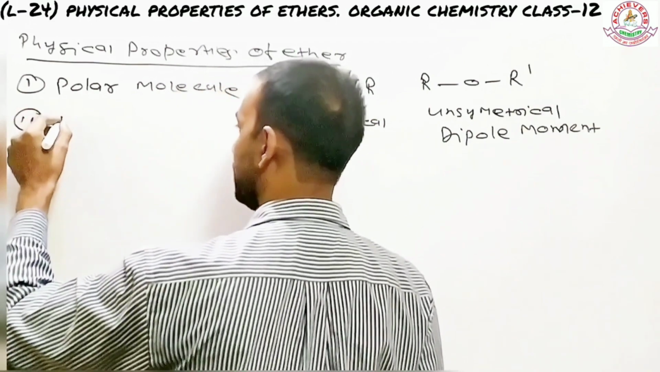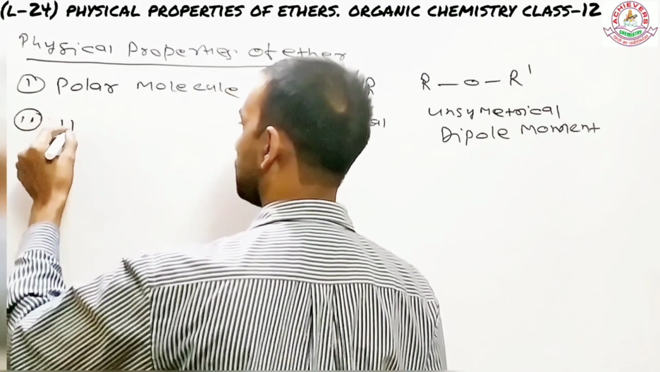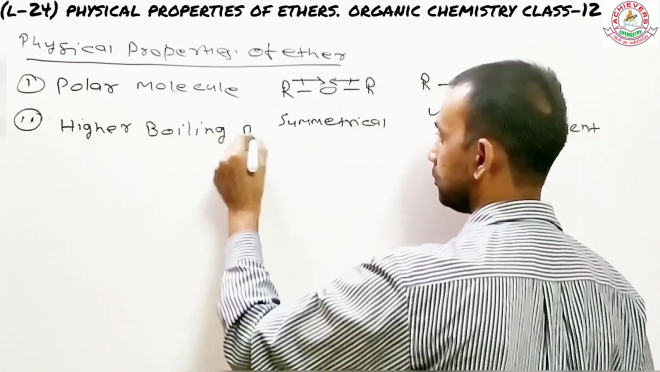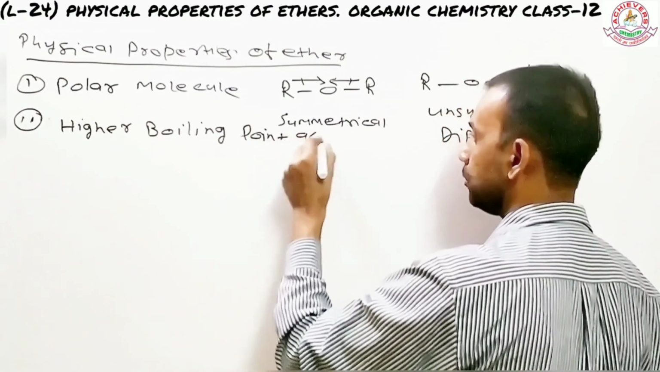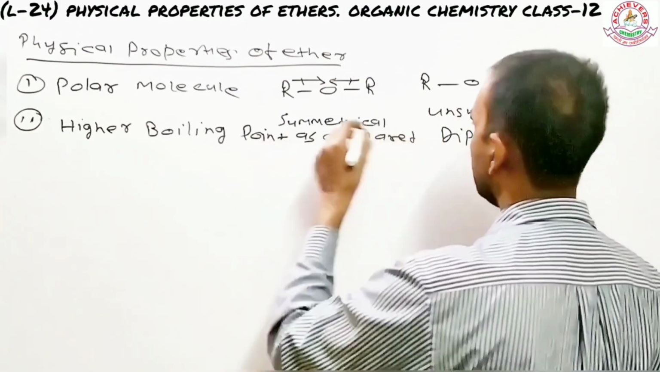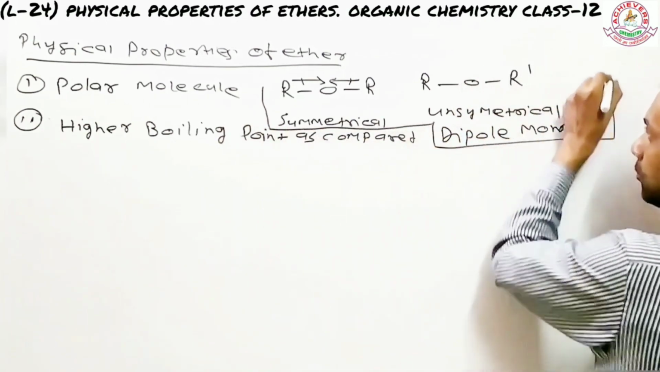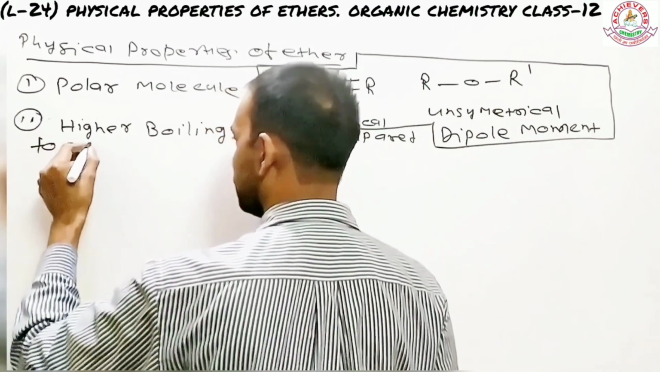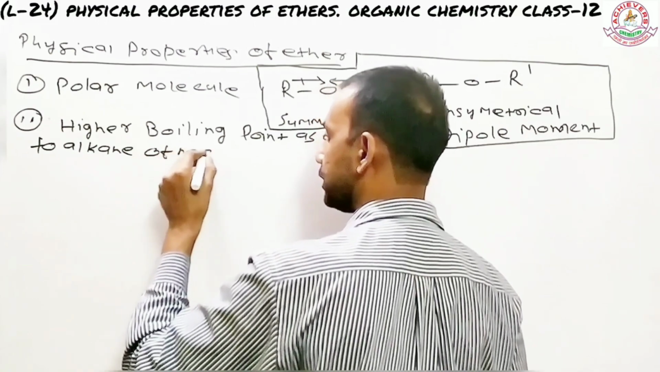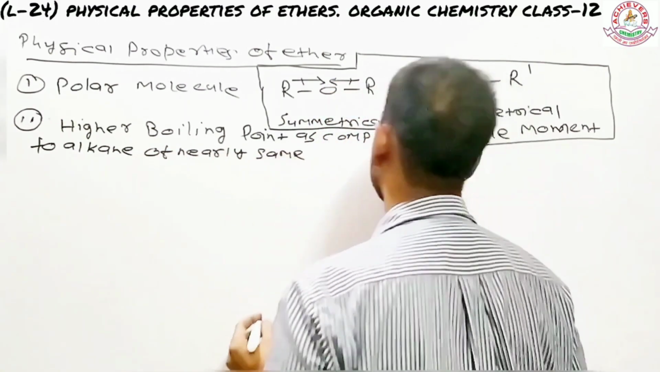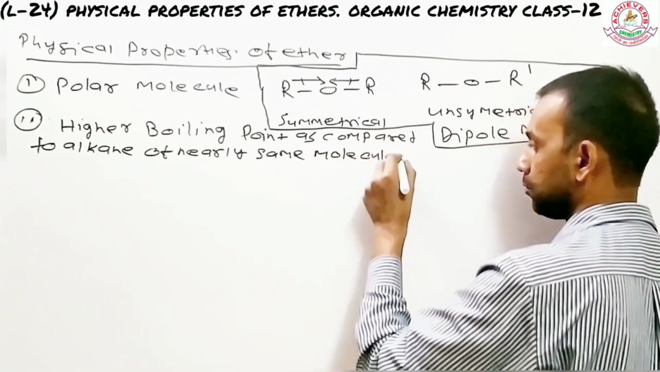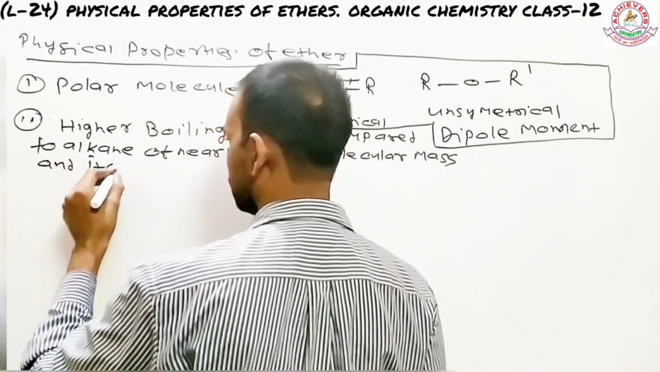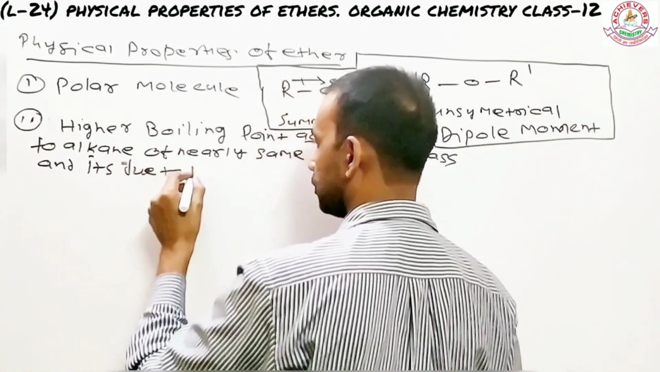The second thing is that, being polar, it has a higher boiling point. Higher boiling point as compared to alkane of nearly the same molecular mass, and it's due to the polarity.